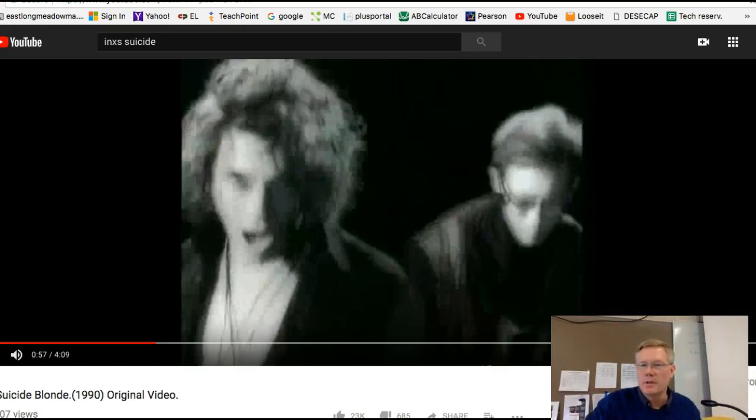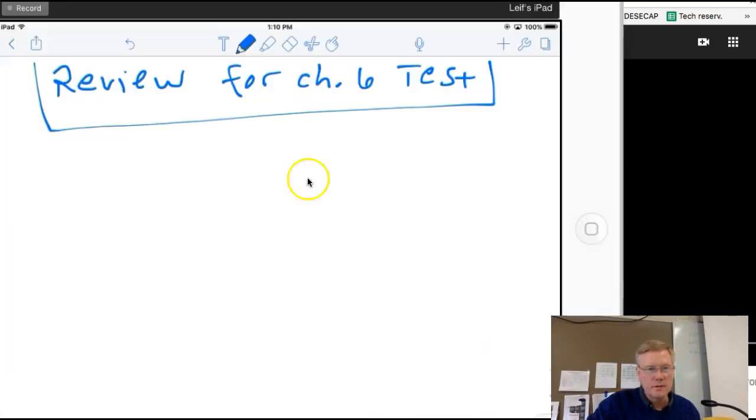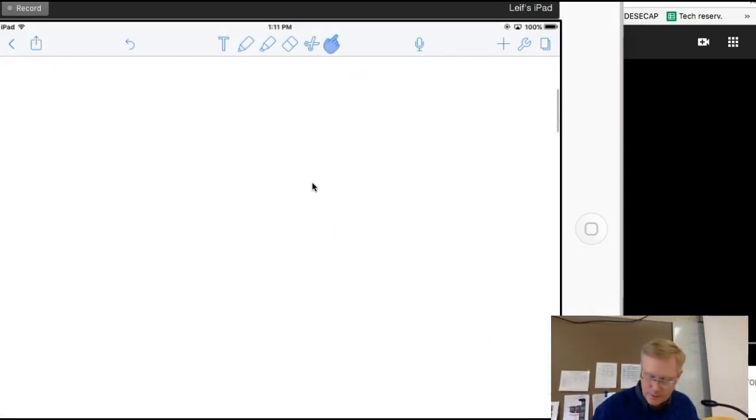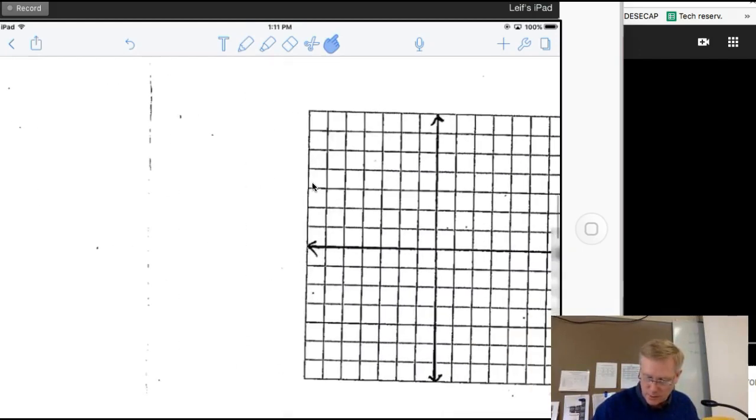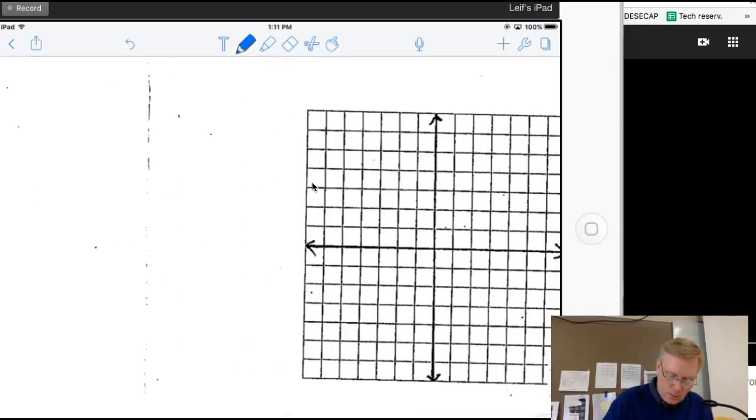Hello. Today I'm going to be showing you guys, do a review with you guys for test 6. And start right up here. Now there's really like 4 main ideas here. The first one is going to be a graphing one where they're going to ask you to solve the system by graphing.